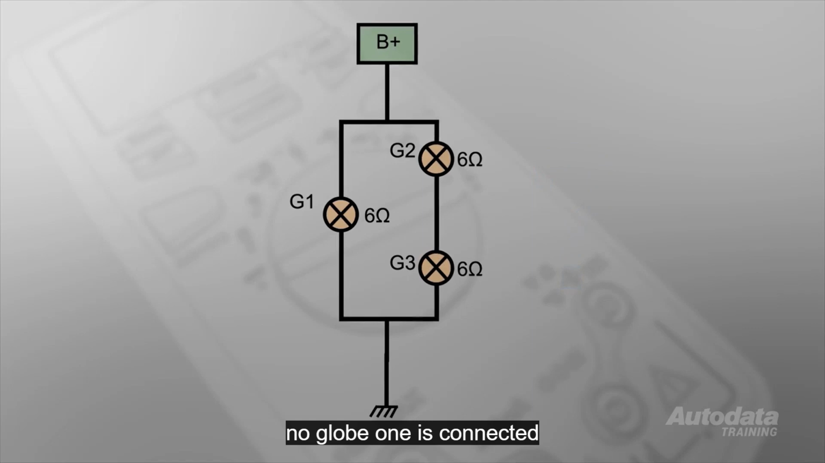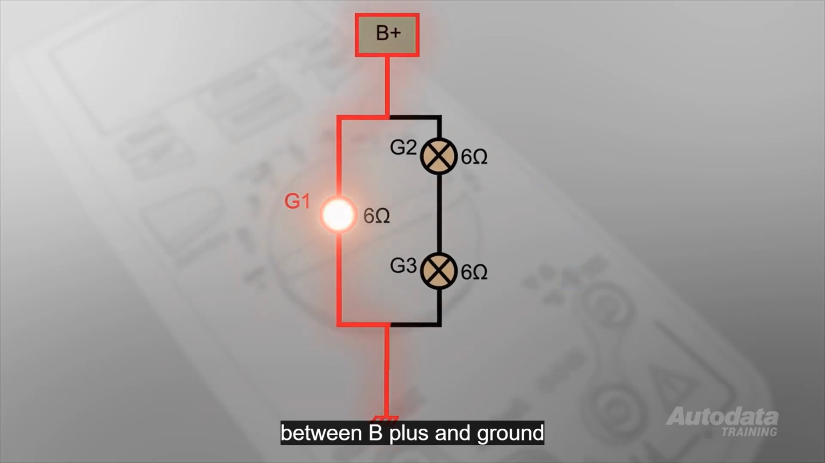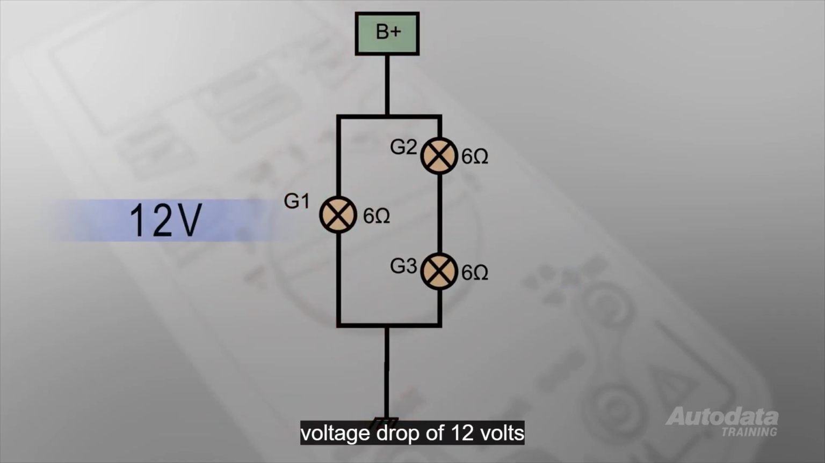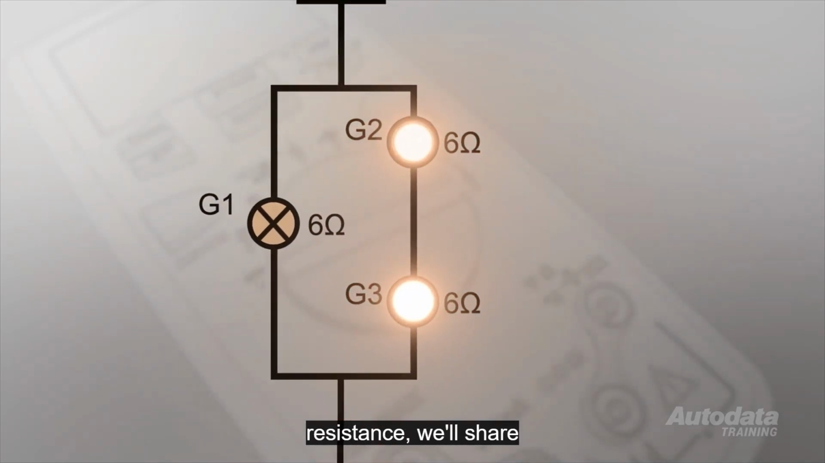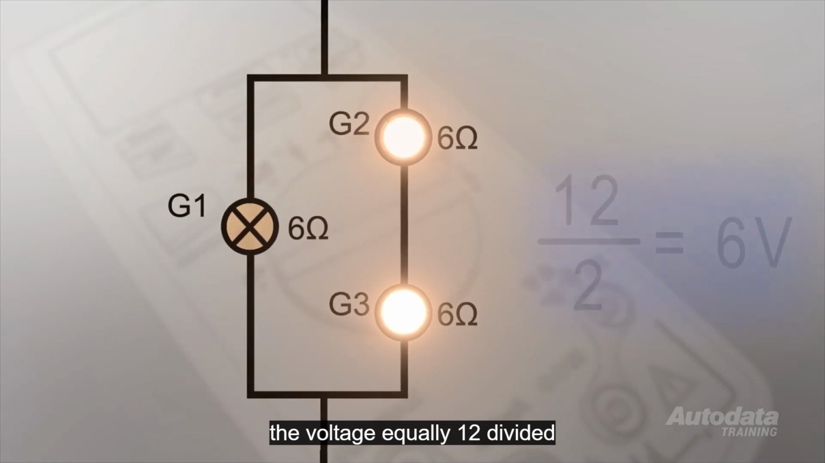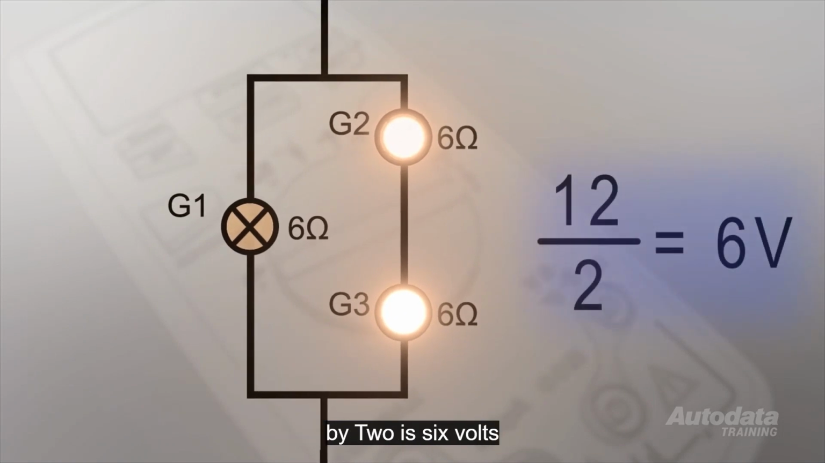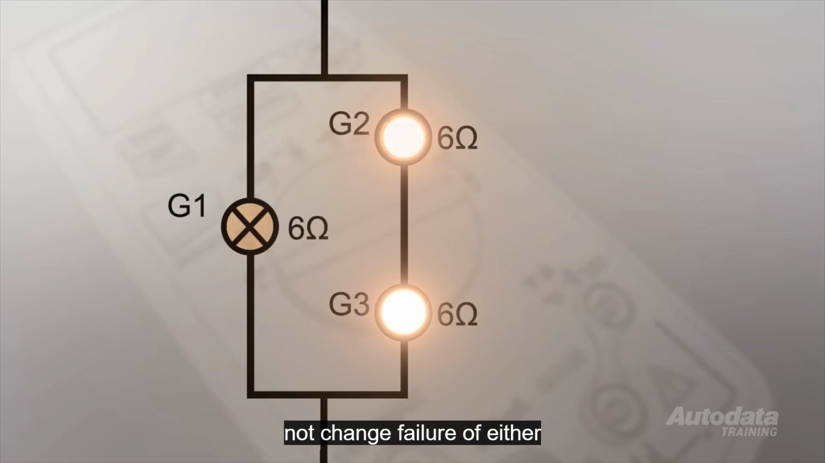Globe 1 is connected between B+ and ground, so we'll have a voltage drop of 12 volts. Globes 2 and 3 are in series, and because they are the same resistance, we'll share the voltage equally. 12 divided by 2 is 6 volts each. If globe 1 was to fail, because it's part of the parallel circuit, the other two globes will not change.